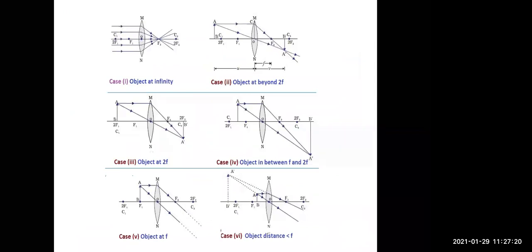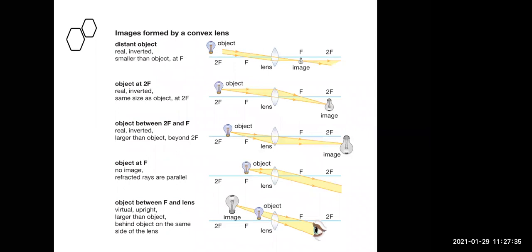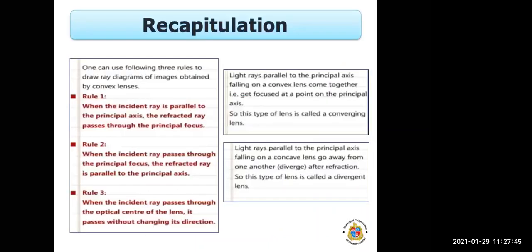Now for the convex lens, you can see the first case, when the object is placed at an infinite distance. Here all the incident rays converge at a point, and there we are getting a point image which is real and inverted. You can see in the first picture also, you are getting the picture of the bulb in a very small size, a point image, which is a real and inverted image.